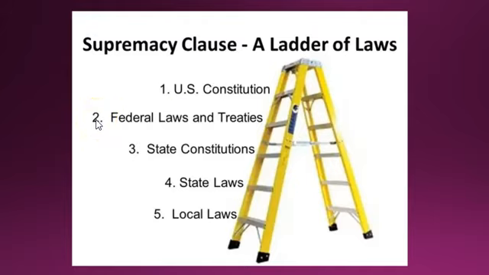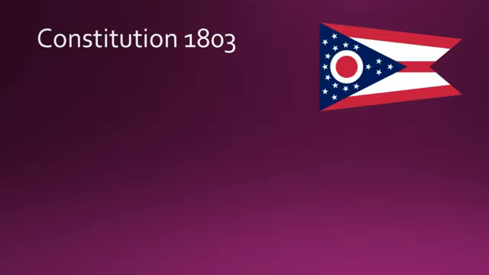Okay. Then second, we have federal laws and treaties. Third, we have state constitutions like Ohio or Nebraska or Michigan. And then we have state laws and then local laws at the bottom, okay? So I want to talk about the Constitution passed in 1803, okay? So now it's important to remember that Ohio has actually had a few constitutions. This was our first, okay?